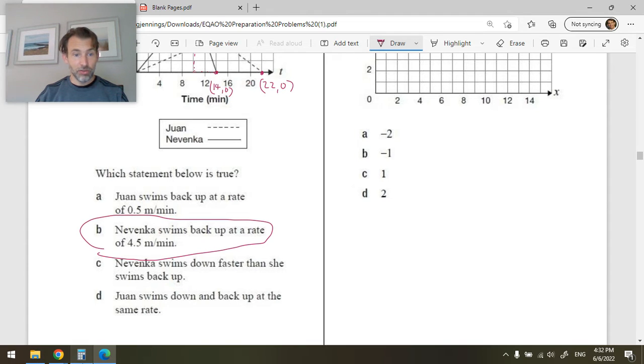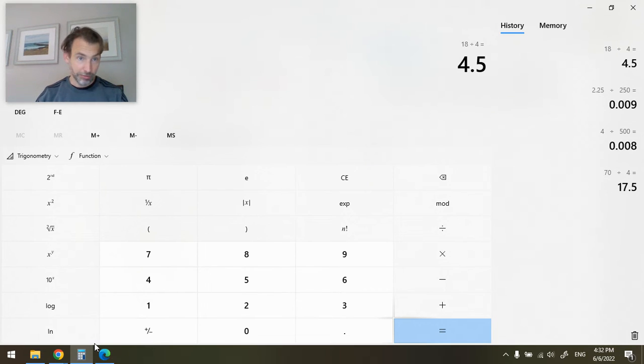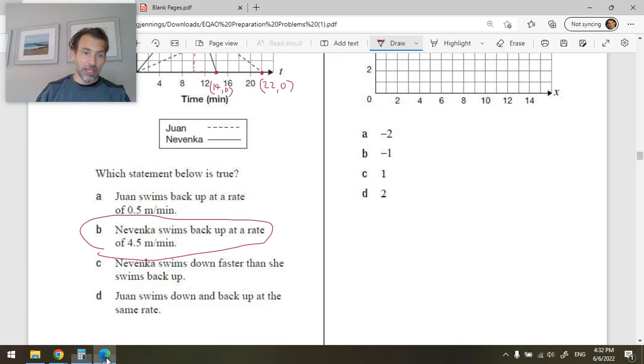Hooray! -18 over 4. So I do rise over run. 18, but it's negative, divided by 4 equals 4.5. Okay, so you just need your rise and runs. Here, you just check rise and run, and you can solve these questions.